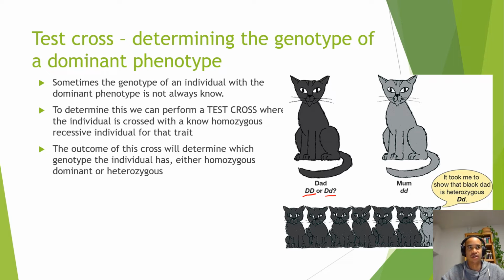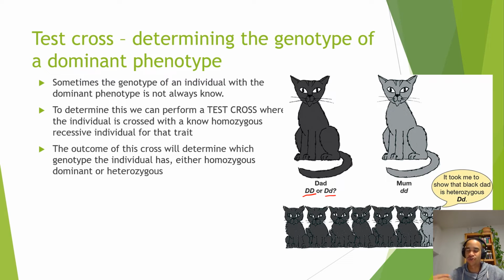It was more of a thing in the past, before we had the technology to so easily sequence genomes that we have now, but it is still currently used. What we can do is perform something called a test cross. So we would cross an individual that has the dominant phenotype with another individual who we know is homozygous recessive, so an individual who has the recessive phenotype.